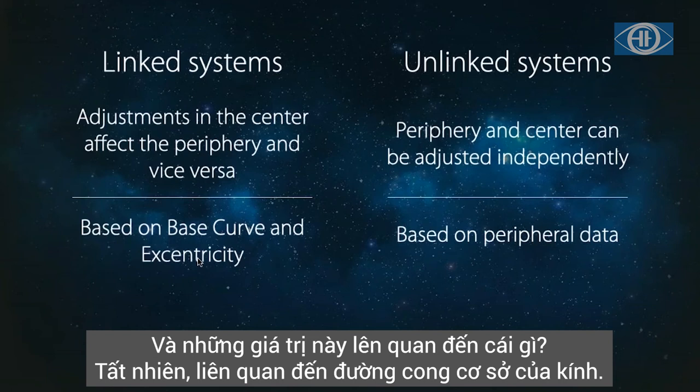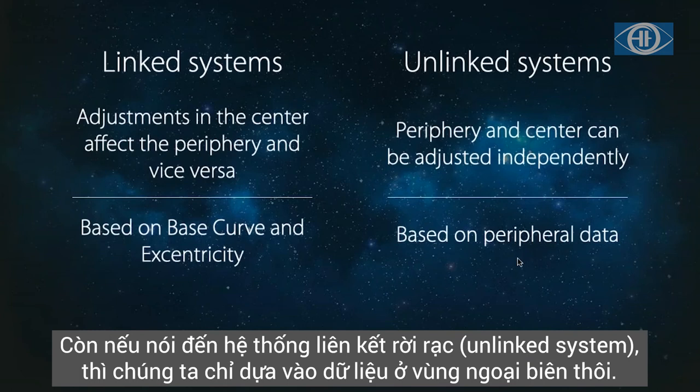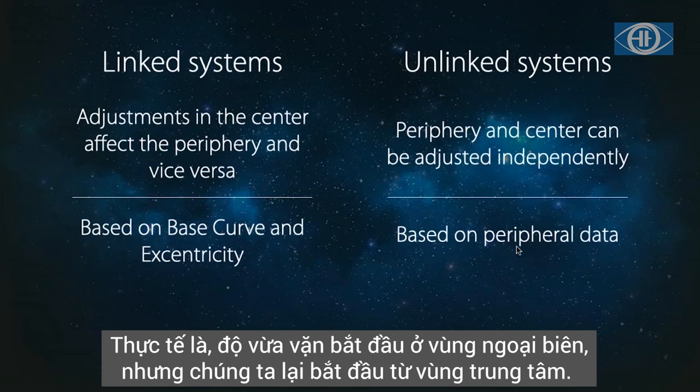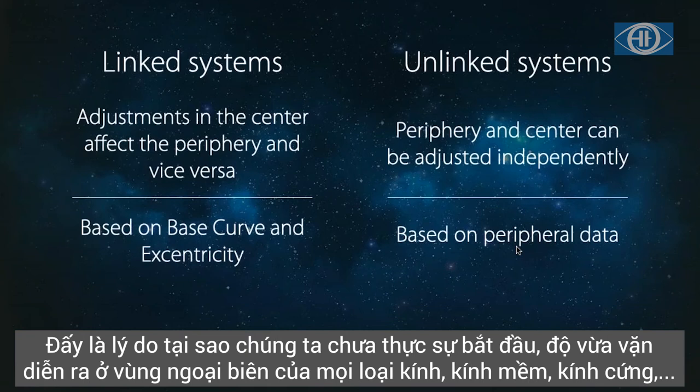Yes, again to your base curve. So you have a certain base curve with an E value of this. So again, we're still discussing linked systems. If we go to unlinked systems, we only rely on peripheral data. So in fact, the fit will start in the periphery and we work our way back to the center. That's where we actually started.